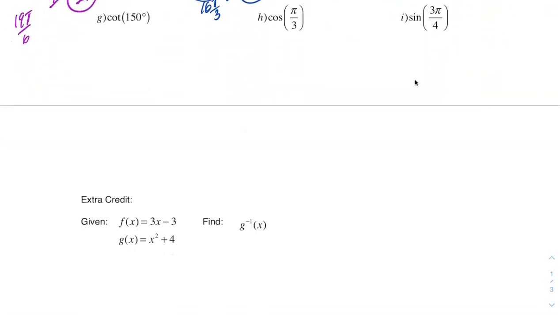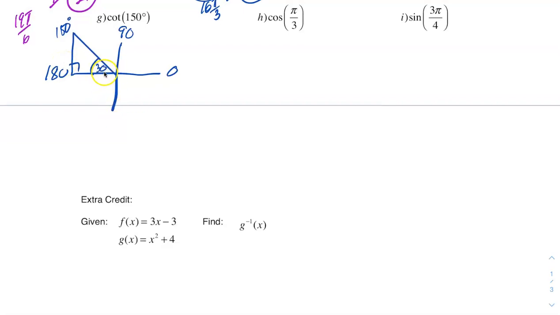The last 3 real quick. Cotan of 150, so that's more normal. Here's 0, here's 180, here's 90. 150 between those two. Go down to the x-axis. The difference between 150 and 180 is 30 degrees. That's how far apart they are, so that's your reference angle.